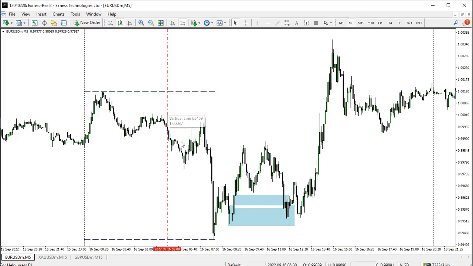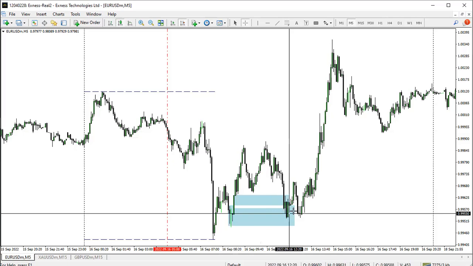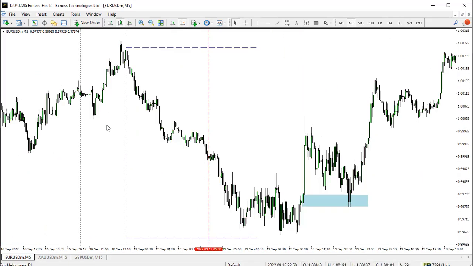Okay, so the manipulation was in a downtrend, and then there was a bullish market structure shift, and then now, as you can see, from London to New York, with a different trend. It was bearish, now bullish, and this was about 75 pips. Yeah, let's go to the next one.